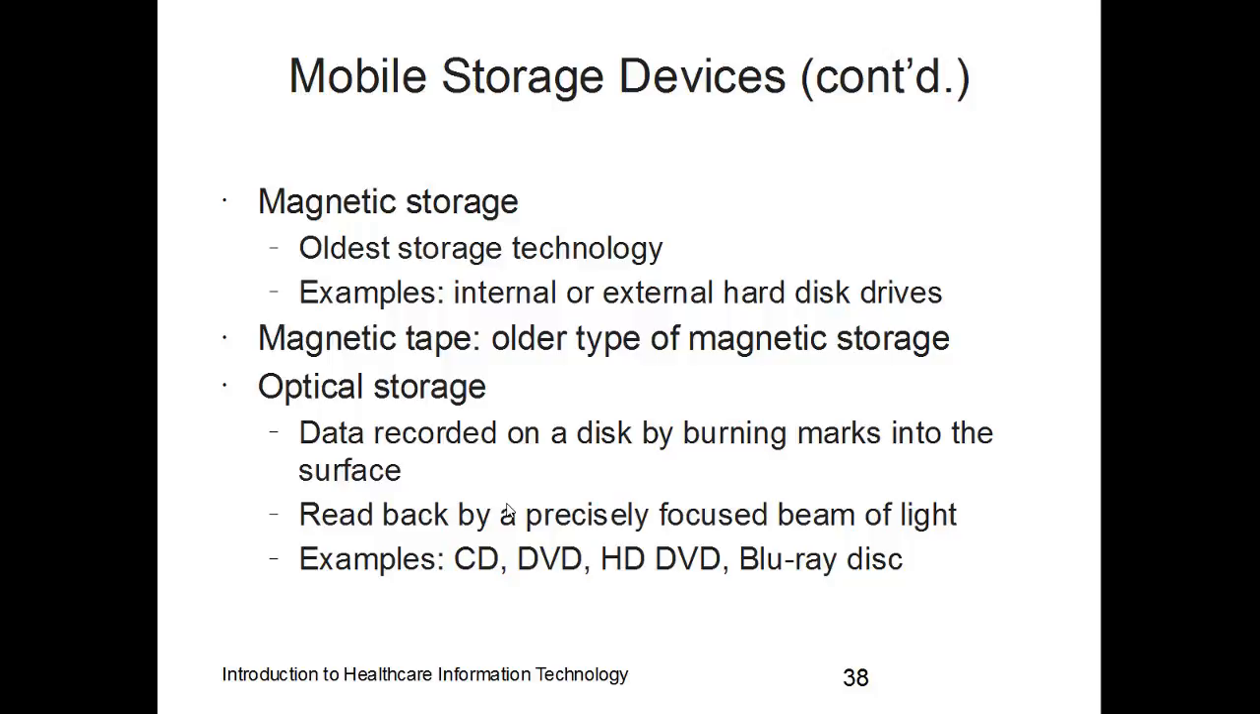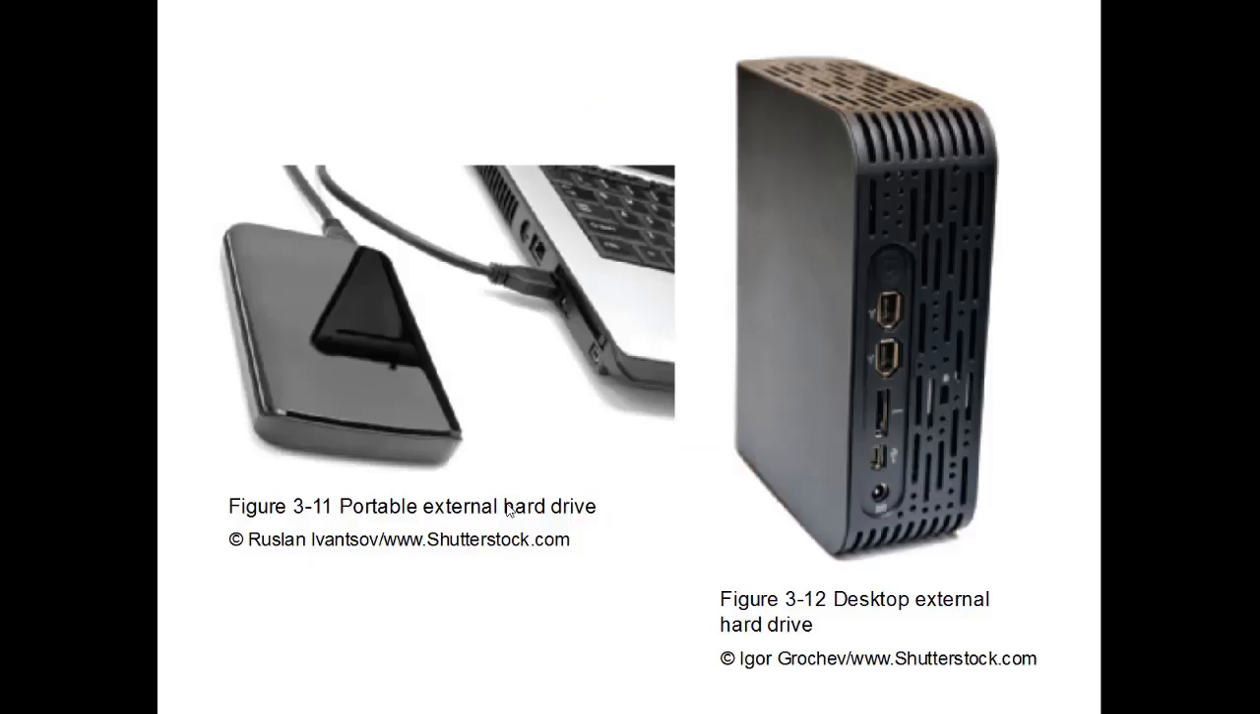Optical storage, this is where data is recorded on a disk by burning marks into the surface, and then is read back by a very focused beam of light. So examples of this kind of storage would be CDs, DVDs, Blu-rays. On this image we have examples of external storage devices. Over here you're transferring data from this laptop to this cell phone. So that phone will be considered an external device. Here we have an external hard drive.